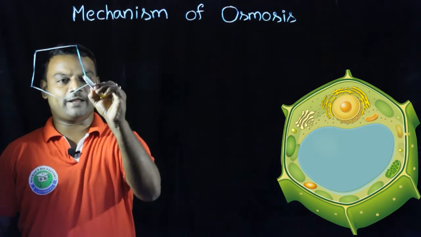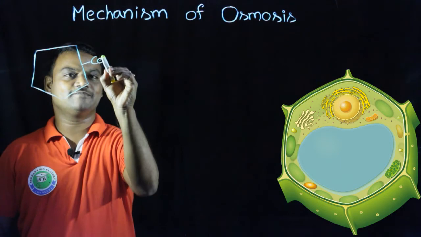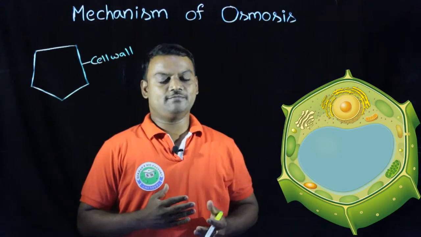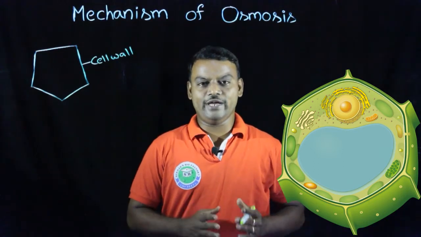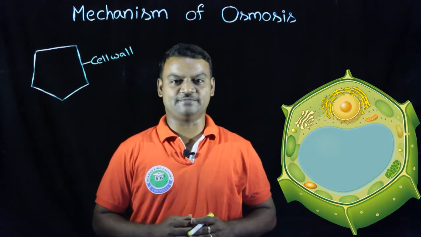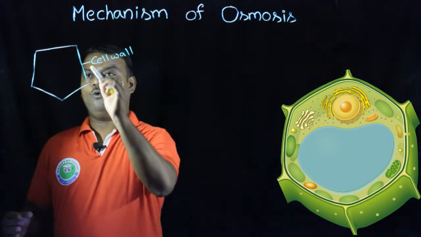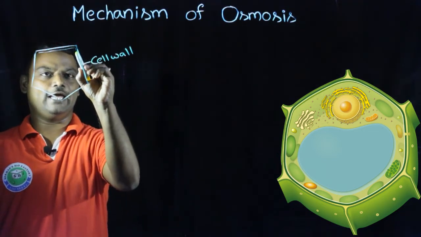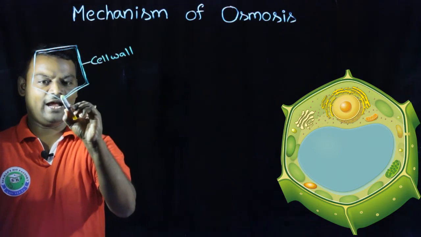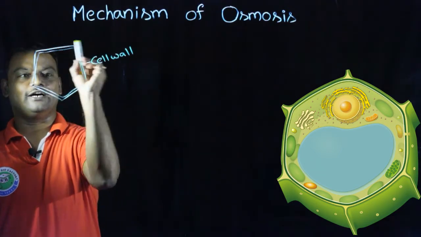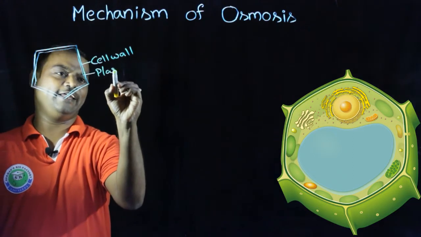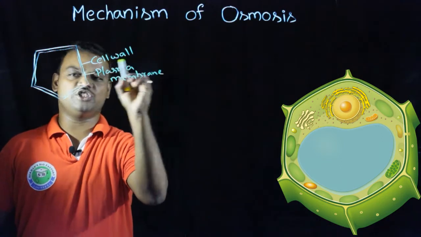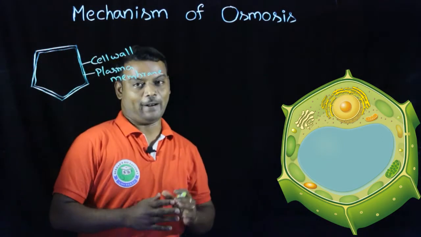This cell wall, which is present around the plant cell, has the capability to allow both solvent and solute particles through it, and it is permeable in nature. Below the cell wall, the cell consists of a plasma membrane. The inner portion of the cell is filled with cytoplasm.